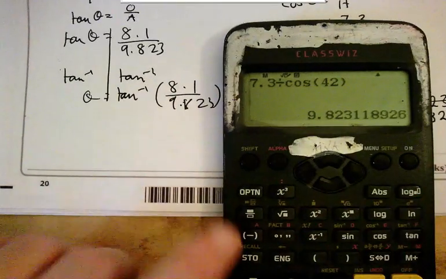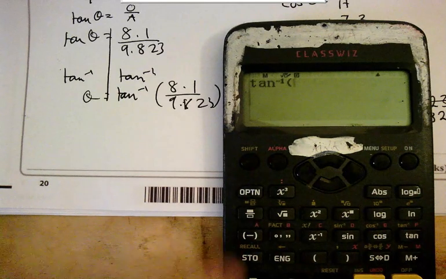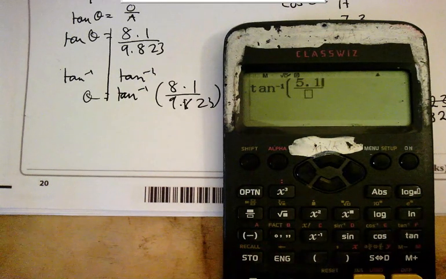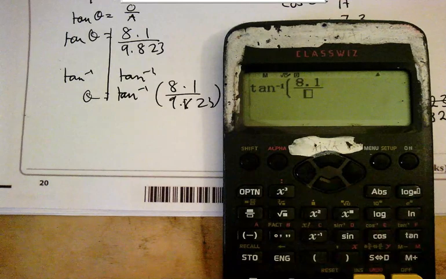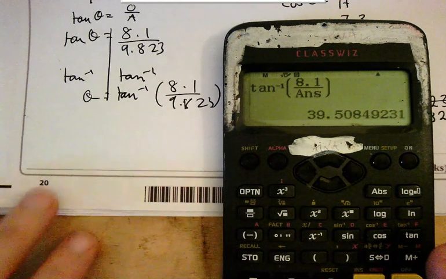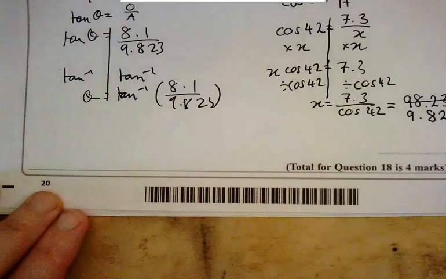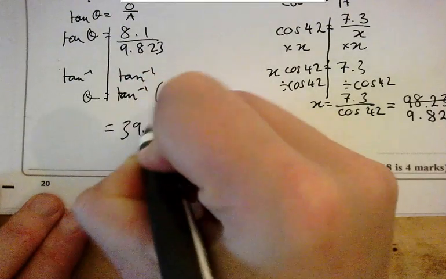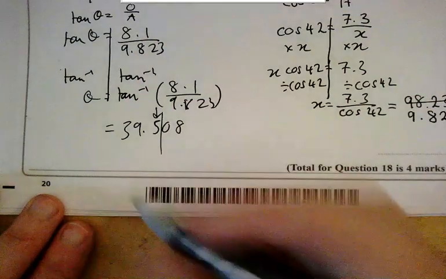So inverse tan of 8.1 over, and use the answer so it's exact, gives me 39.508, which to 1 dp would be 39.5.